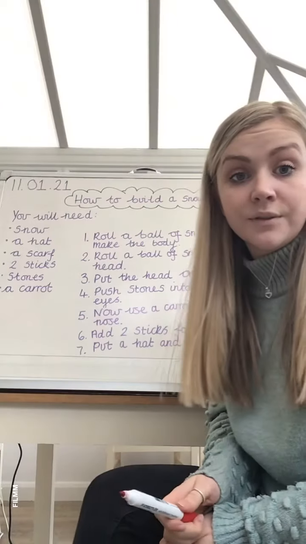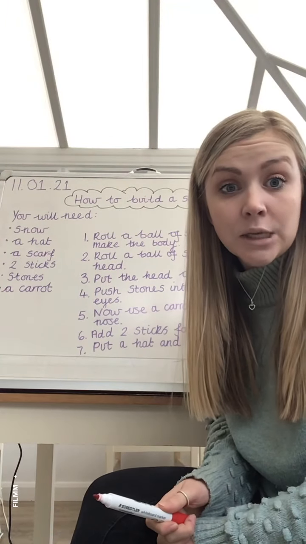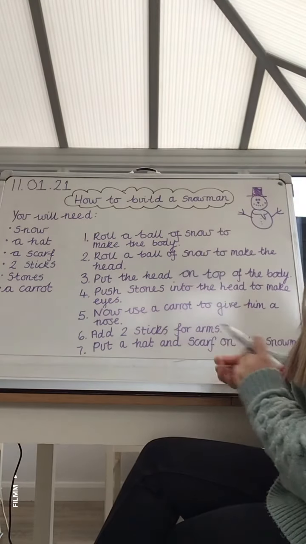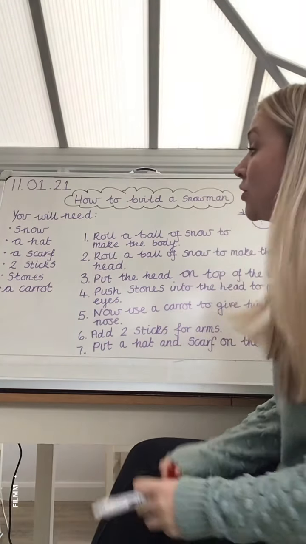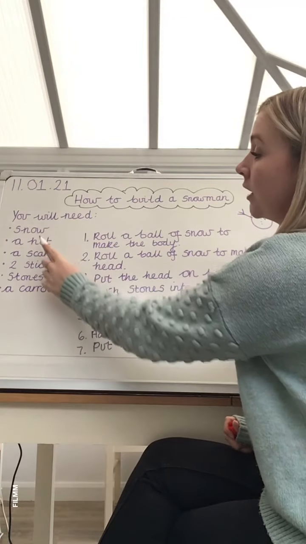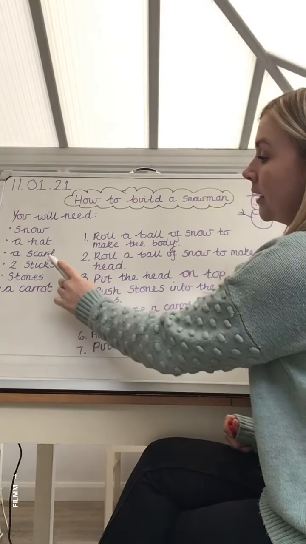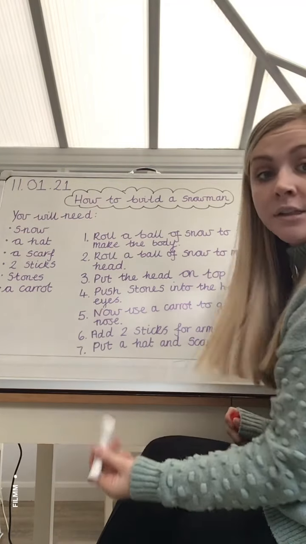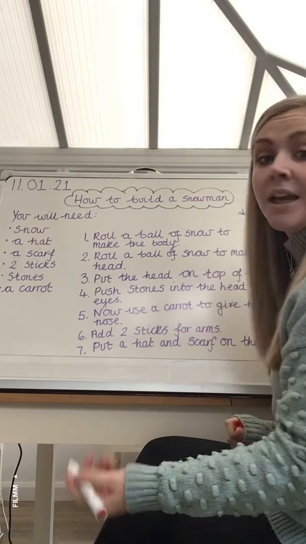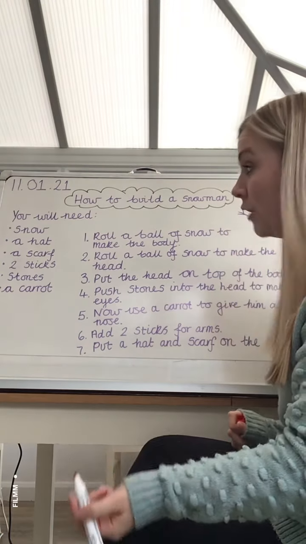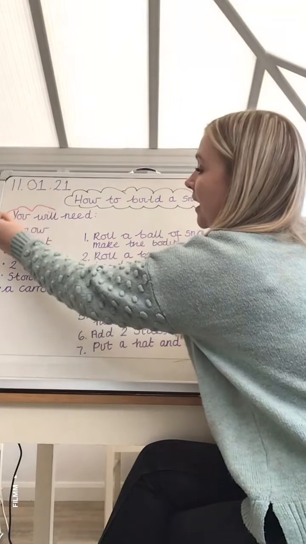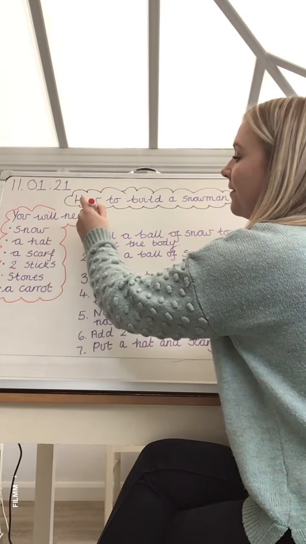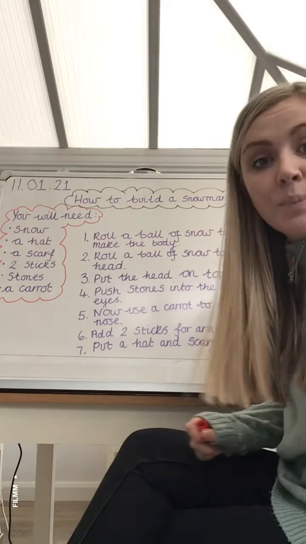The second feature of instructional writing is writing a list of things that you're going to need to be able to complete the instructions. Now, on the board to build a snowman, I have written a list. It says you will need snow, a hat, a scarf, 2 sticks, some stones and a carrot. So there is a list of everything Pedro needs to be able to build a snowman. So I'm going to identify that feature in a different colour. So I've identified the list of things that Pedro will need to build a snowman.